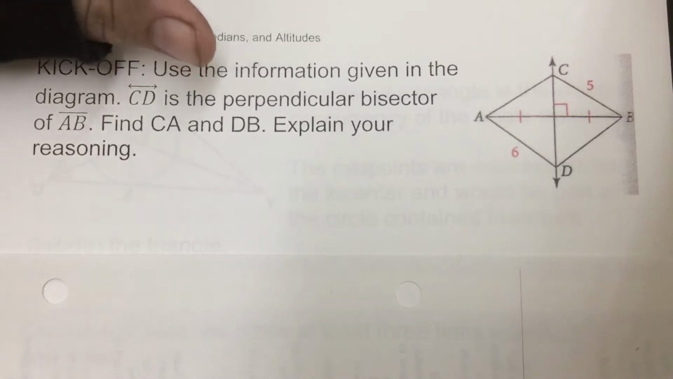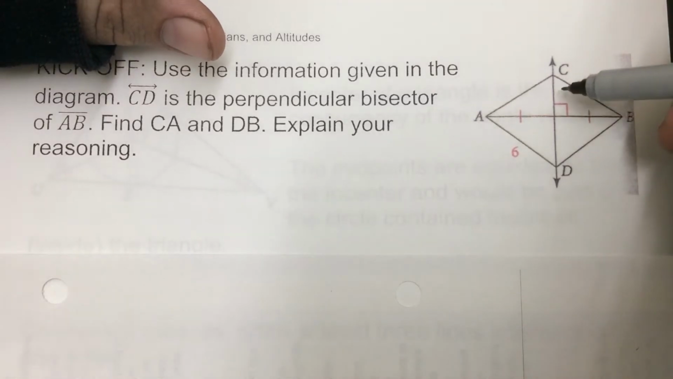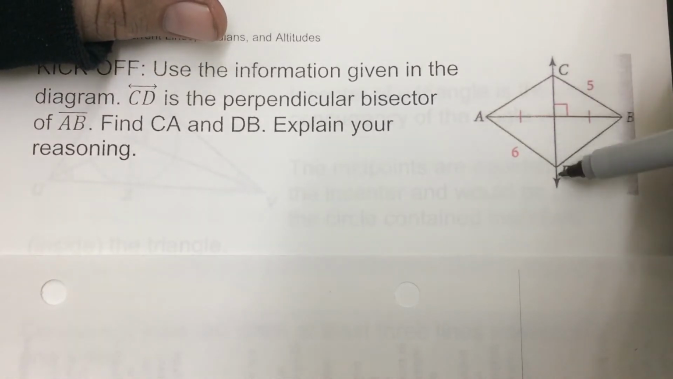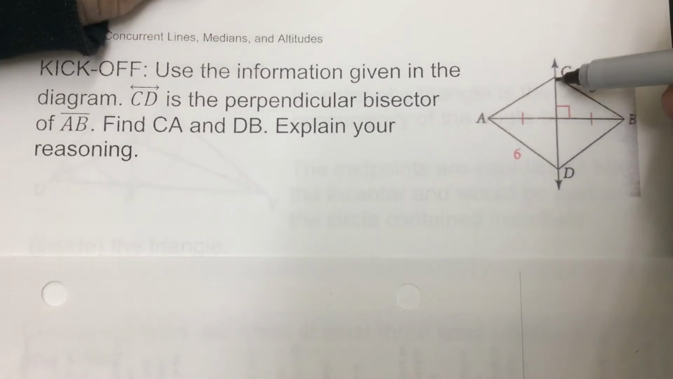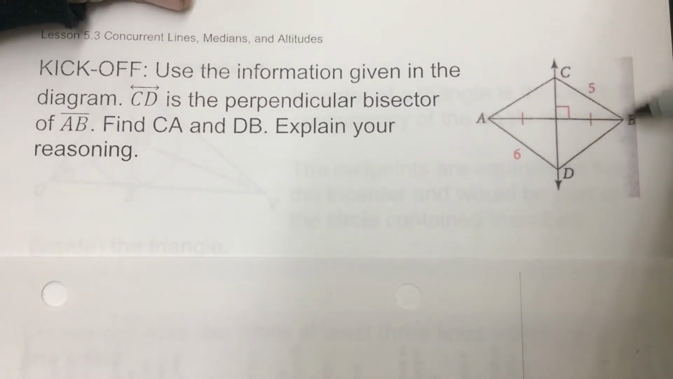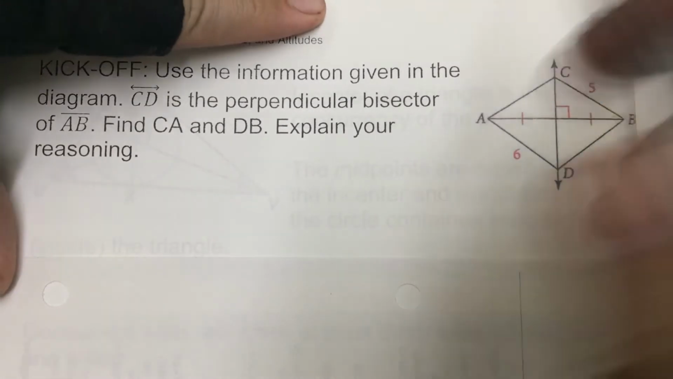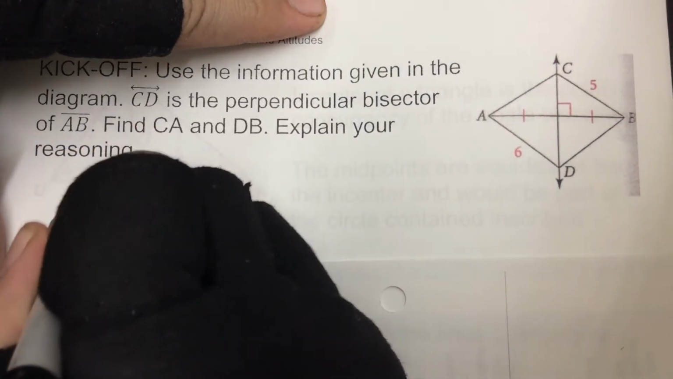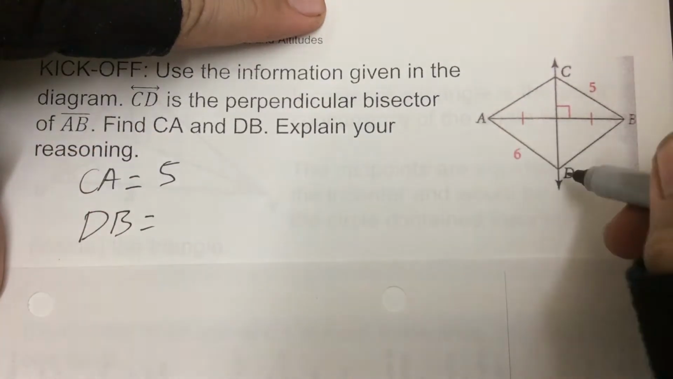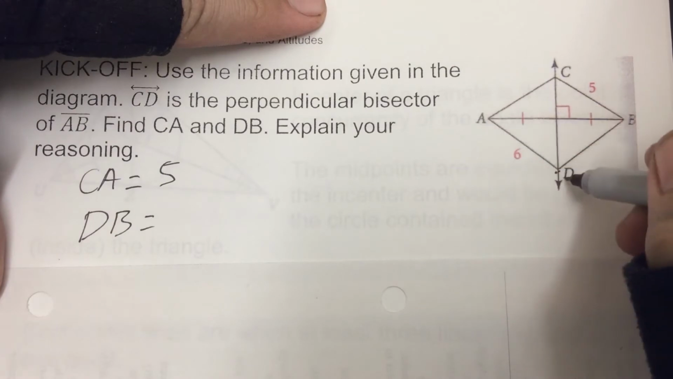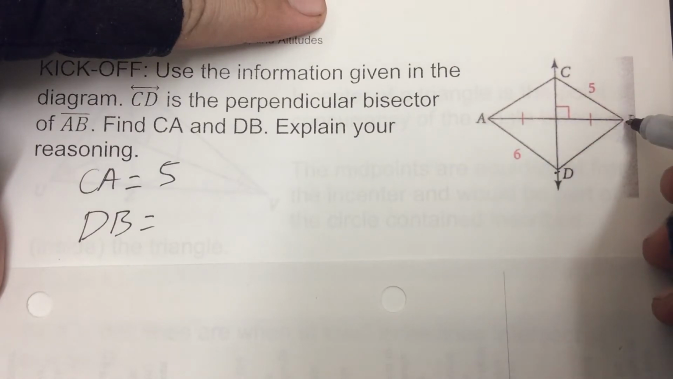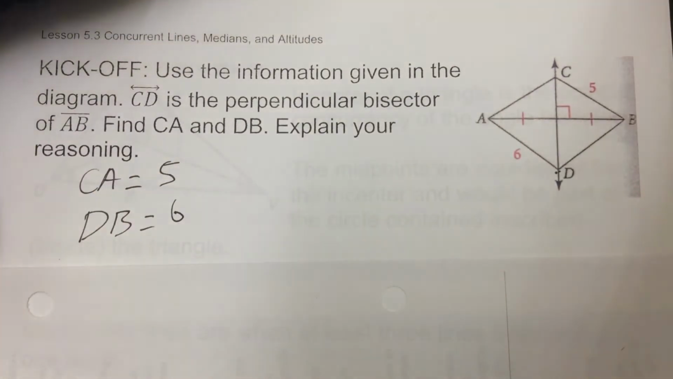Well, we know from the last lesson that the perpendicular bisector, theorem 5.2, says that if we're on it, we're going to be equidistant to the endpoints. So if C is on it here, it's going to be equidistant from B as it is to A. So CA has to be 5. DB then, well, D is on it, so the distance from D to A would also be the same as to B, so that would be 6. All right.